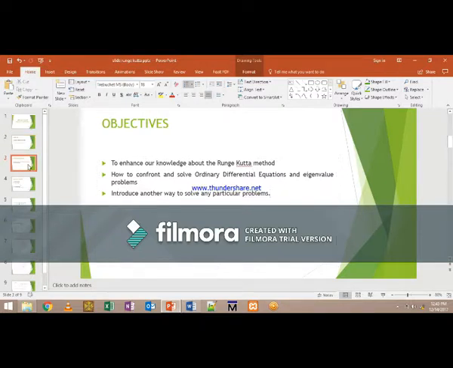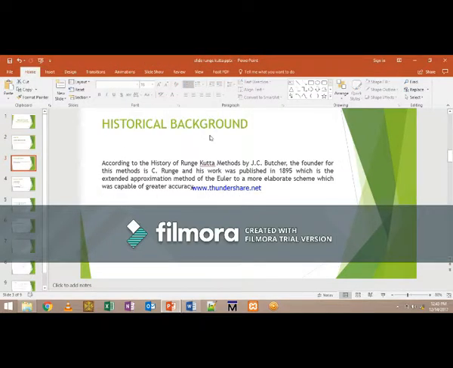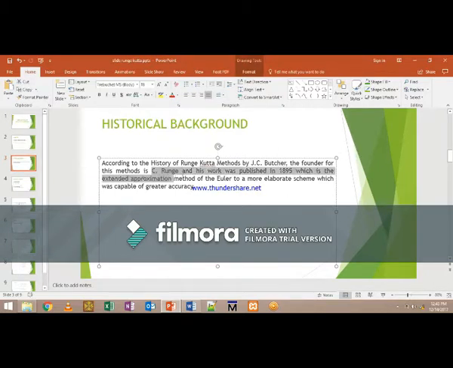First, let us get to know more about the historical background of the Runge methods. According to the History of Runge methods by J.C. Butcher, the founder of these methods is C. Runge, and his work was published in 1895, which is the extended approximation method of the Euler to a more elaborate scheme, which was capable of greater accuracy.